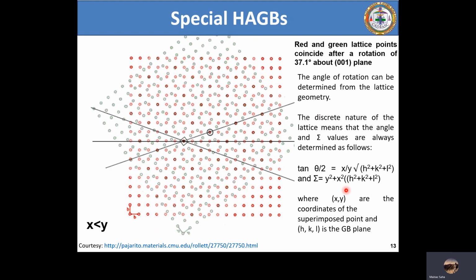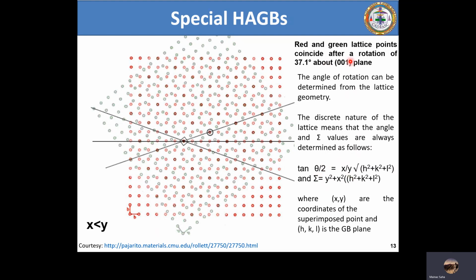The equation becomes very simple because tan theta by 2 is equal to x by y into the square root of h square plus k square plus l square, where HKL is the boundary plane. If we look at the 001 plane, it doesn't make much of a difference, since the square root of 1 square is 1 only. So tan theta by 2 is equal to x by y, and theta is equal to 2 into tan inverse of x by y. If one knows the HKL value, then it is also possible to compute theta.